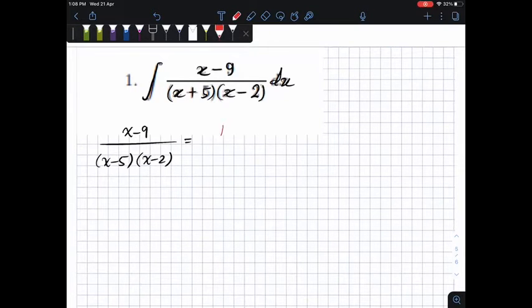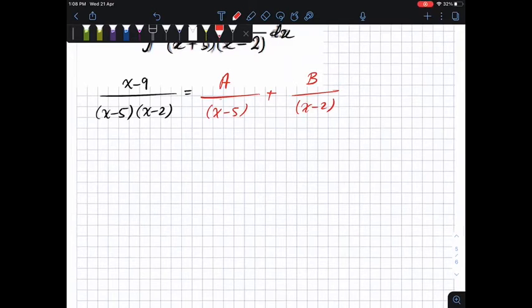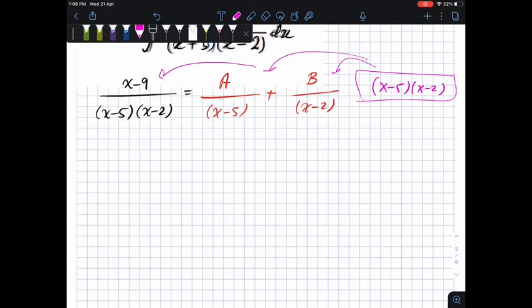And this all equals constant a over x minus 5 plus constant b over x minus 2. And we know what the next step is: multiplying the whole equation by x minus 5 times x minus 2. You know what it means? It means that you have to multiply by (x minus 5)(x minus 2) on the first, second and third terms, both sides, to get rid of the fractions. And the next step is to find the values of a and b.